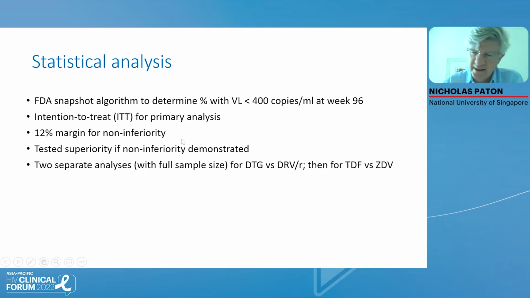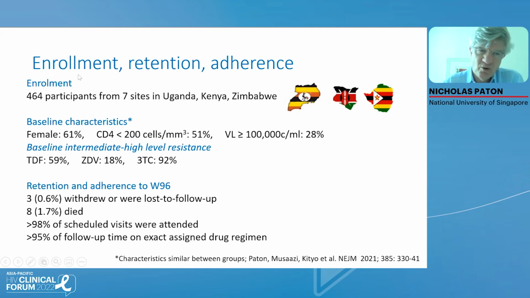Non-inferiority trial, 12% non-inferiority margin. So recruited 464 participants. It was done in sub-Saharan Africa, but I think when you see the findings, it's clearly very generalizable to Asian populations as well.